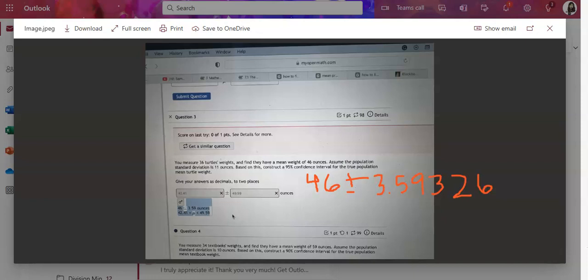So if it has just one blank, then you'll put left parenthesis the 42.41 that you got, comma 49.59 that you got, and then the right parenthesis. But if it still has the plus minus, and of course we're going to round that, that right there will go right there. And hopefully that will help you there.